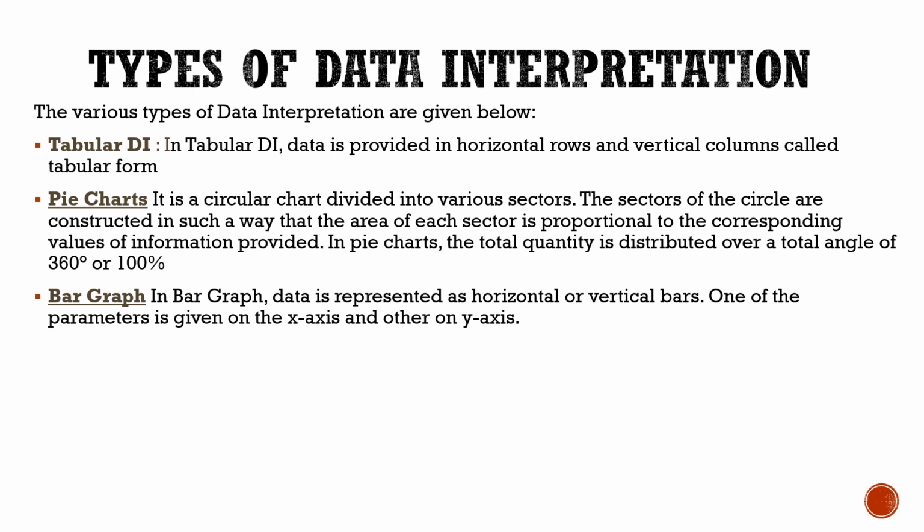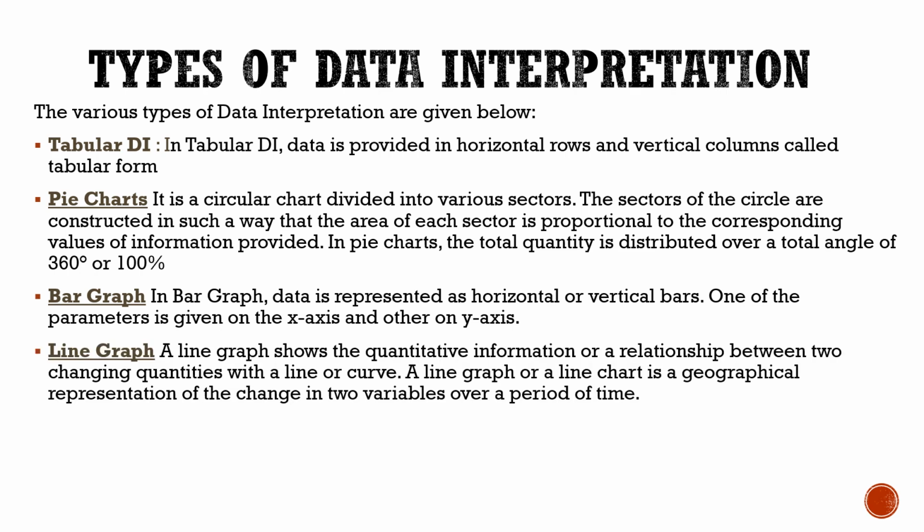Third type is bar graph. In a bar graph, data is represented as horizontal or vertical bars. One of the parameters will be given on the x-axis and the other on the y-axis. For example, if the bar graph represents sales of a company in different years, we take time on the x-axis and the sales on the y-axis. So it will be a vertical bar.